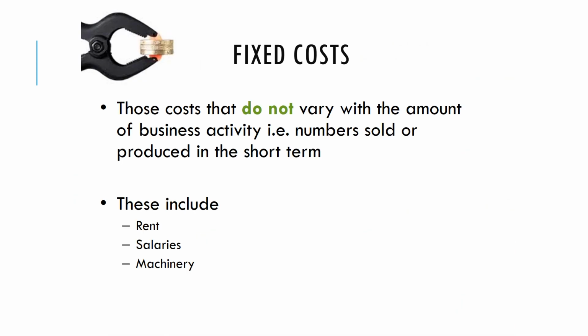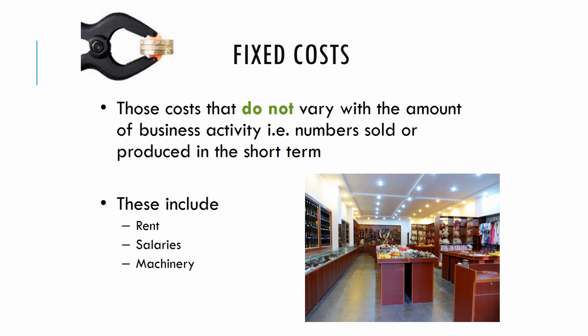Now, fixed costs are those costs that do not, and that's important, do not vary with the amount of business activity. By that we mean how many items are actually produced. So these might be rent or salaries or machinery. If we think about a business like this one here, what might be the costs that this business is paying out even though it's not selling any clothes or any jewellery?